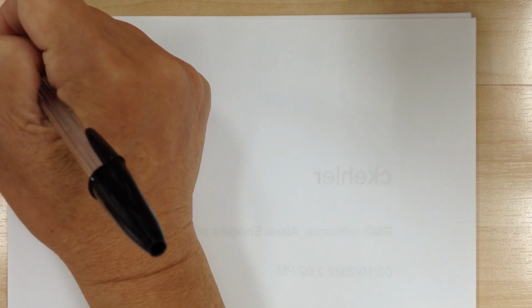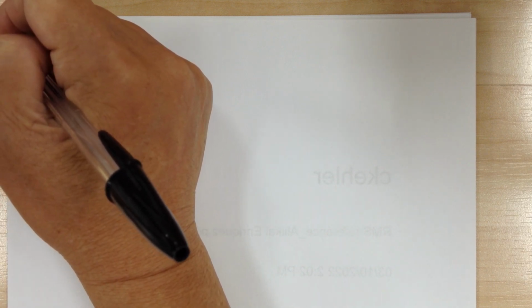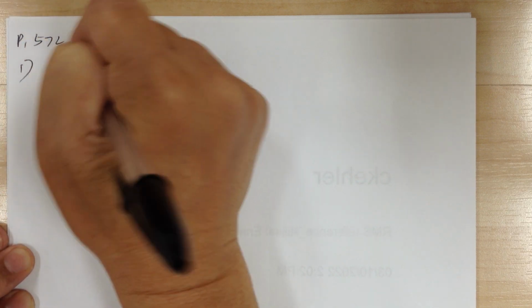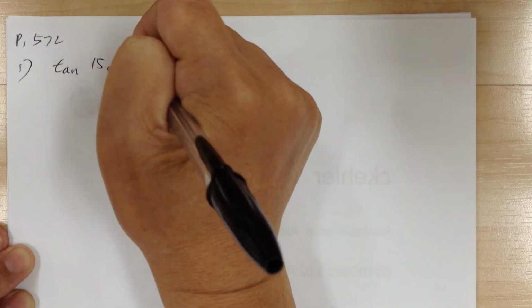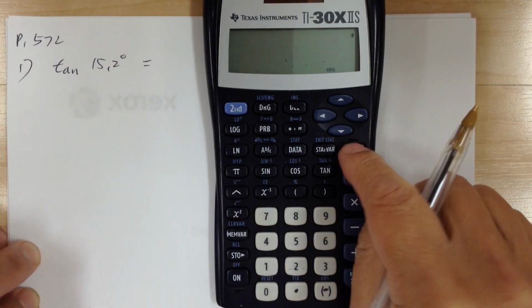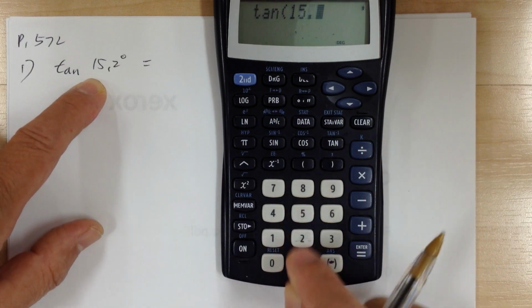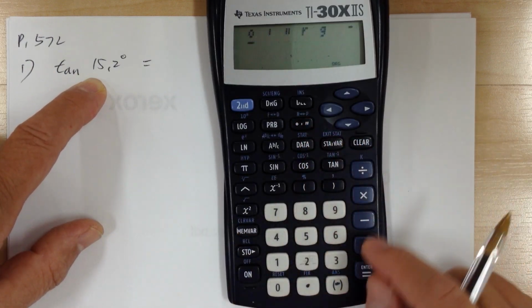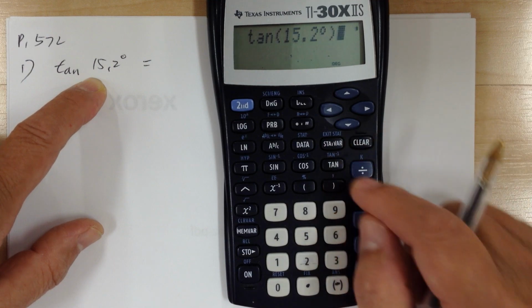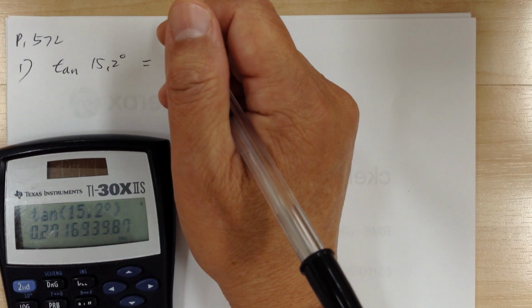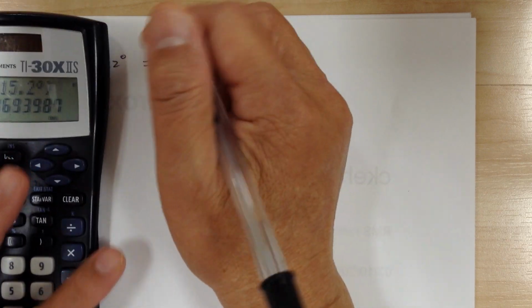Okay, let's go to page 572 and start with number 1. You want to find each function value to 4 significant digits. So tangent of 15.2 degrees. You need to know how to use your calculator. You just enter tangent 15.2 degrees and push equal, and you want to get 4 significant digits.